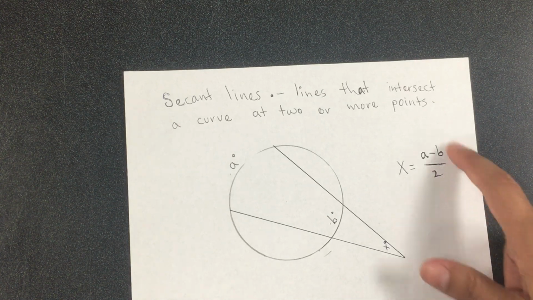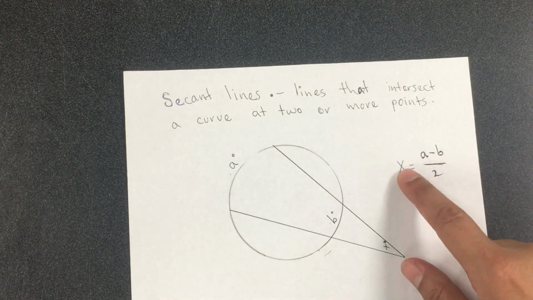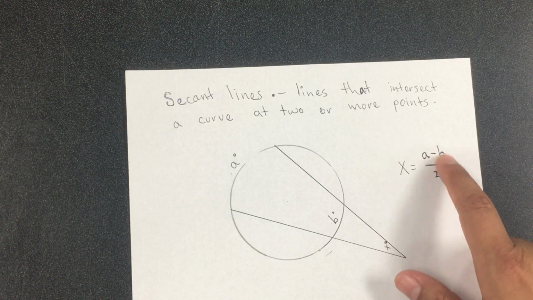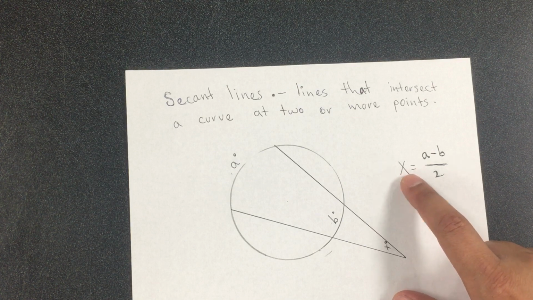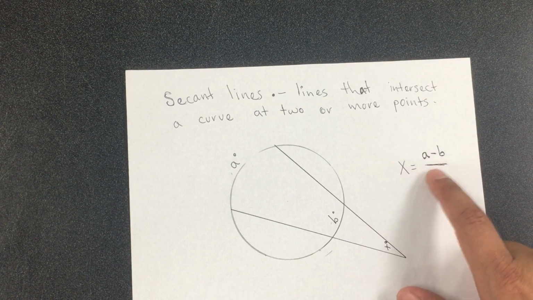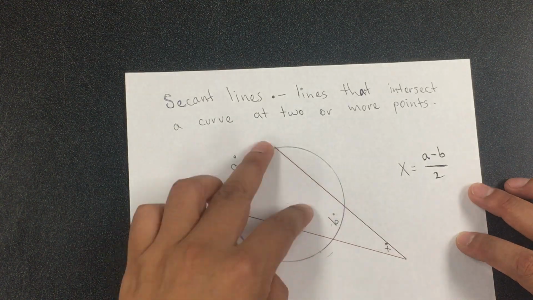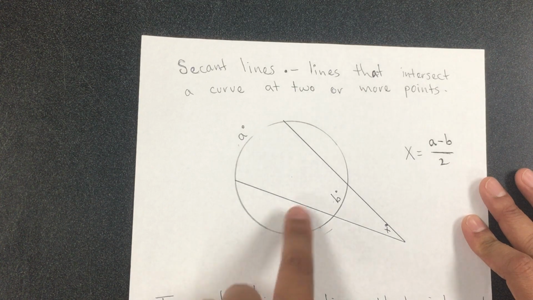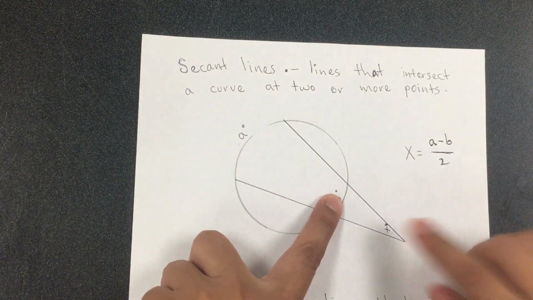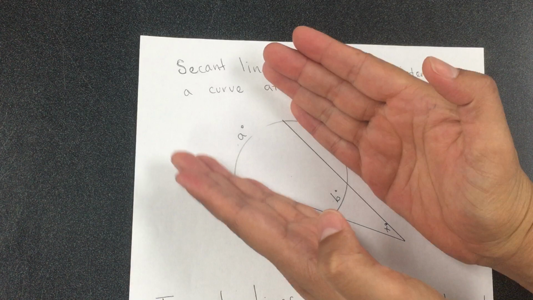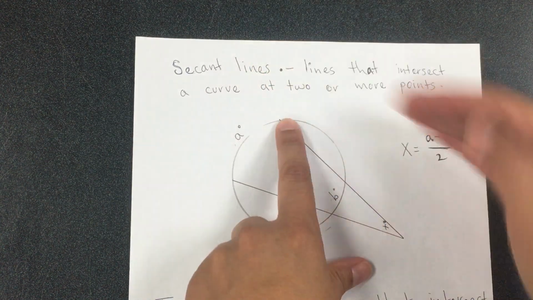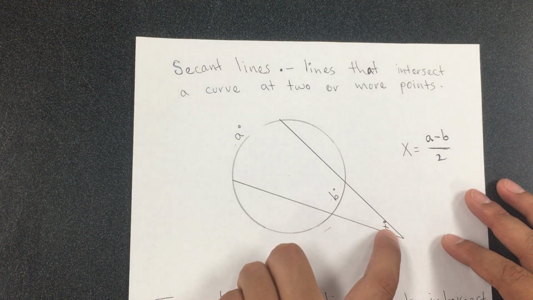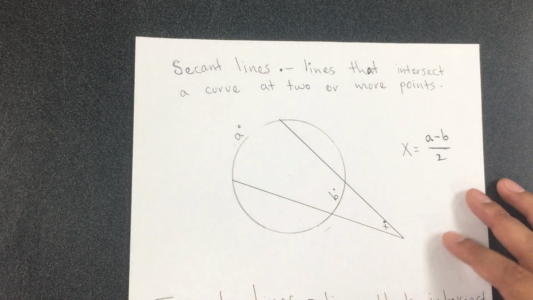And we'll be using a formula that is a little bit like this, although the x might change the place where it's at. So it's x equals a minus b divided by 2. So whenever we have two secant lines, and it's going to make more sense once we start applying it, a minus b, notice how these arcs are kind of like inside of those two secant lines, okay? A minus b divided by 2 will give me this angle that is outside of the circle.